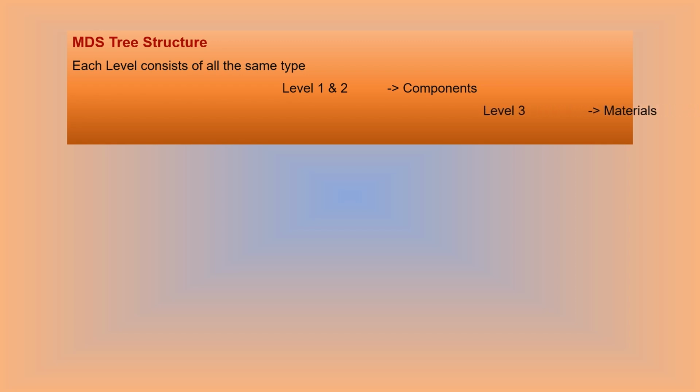The material data system has a tree structure in which each level consists of all the same types. Levels 1 and 2 consist of components. Level 3 consists of materials. And Level 4, the bottom-most level, consists of basic substances.